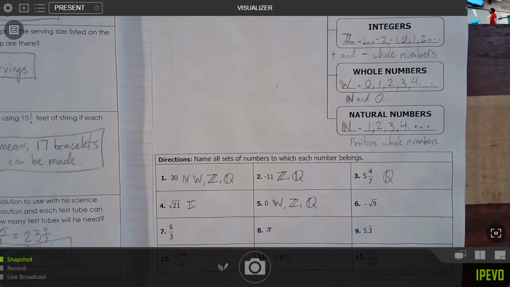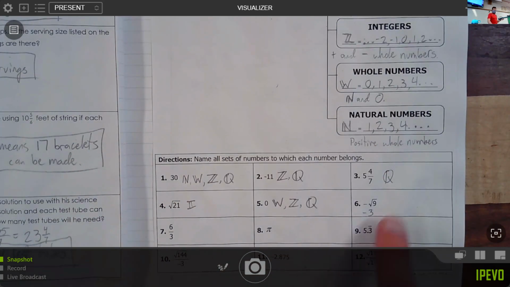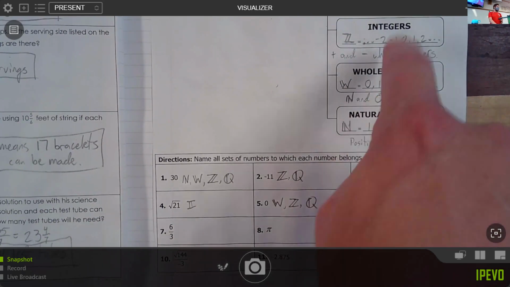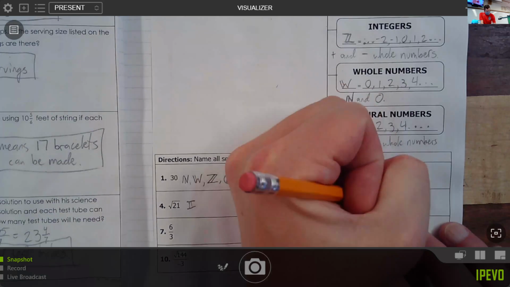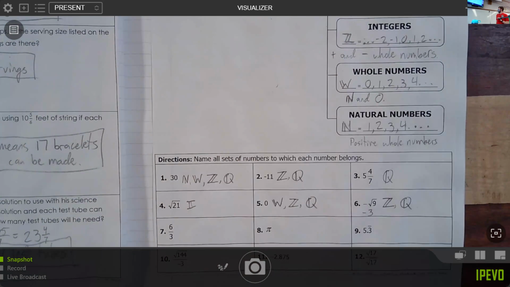Okay. How about this next one, number 6? What do we think? Rational? Okay. What is the opposite of the square root of 9? What is the answer to this? Negative 3, right? Because 3 times 3 is 9, and then the opposite of that would be negative 3. So it's not a natural number because it's not positive. It's not a whole number because it's not positive or zero. Is it an integer though? Yeah, so it's an integer and it is a rational number. So integer and rational for number 6. How about number 7?